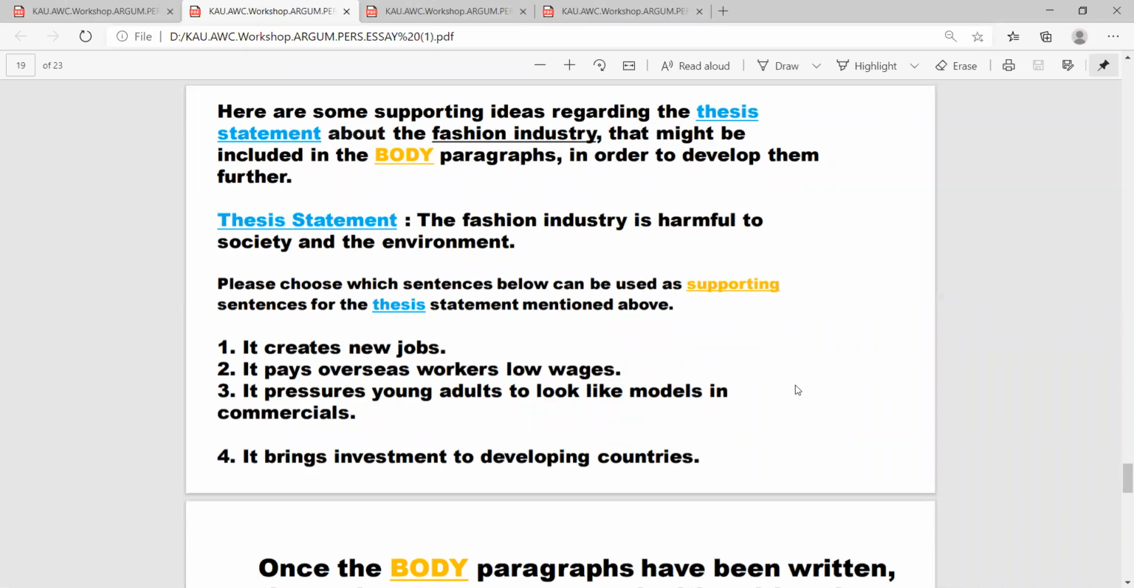The fashion industry is harmful. How is it harmful? It changes the way people think, and it harms the environment because no one wants the clothes, right? Okay.